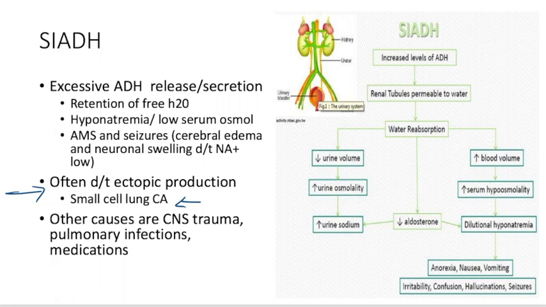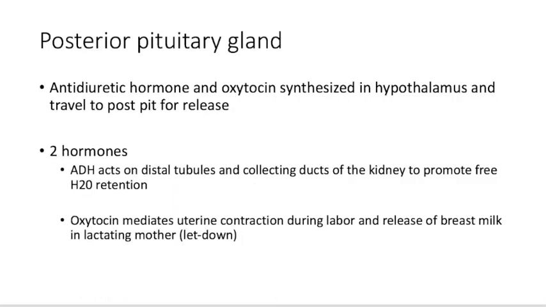Over in the urine, we're going to have decreased urine volume because we're reabsorbing more water, and we are going to have increased urine osmolarity and increased urine sodium. That's also going to result in decreased aldosterone, and we continue on that pathway for dilutional hyponatremia. When we talk about the anterior pituitary, the other oxytocin, there are really no issues with this.